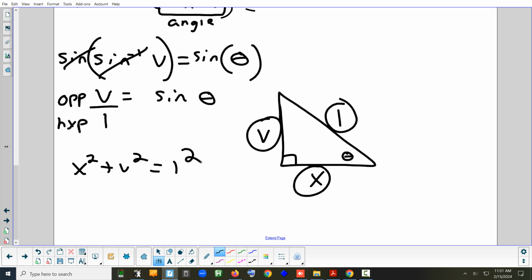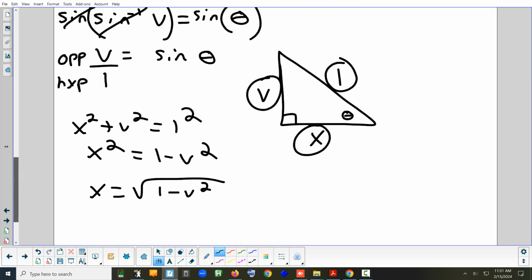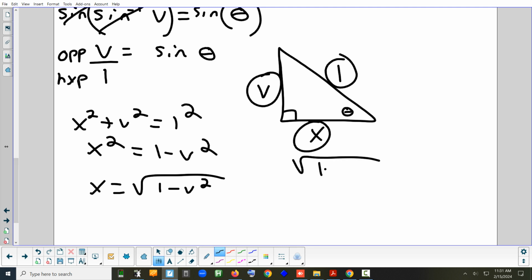And now get the x by itself. All right, so how would we move the v squared over? Subtract it. And how would we get rid of the exponent of 2? Square root. I think we had something like that in the last one. That kind of comes up a lot. So the bottom is the square root of 1 minus v squared. Okay. Now we've got all three sides labeled. You don't need this x anymore. We just figured out what x is. It's the square root of 1 minus v squared.